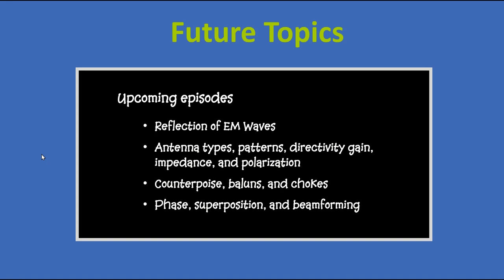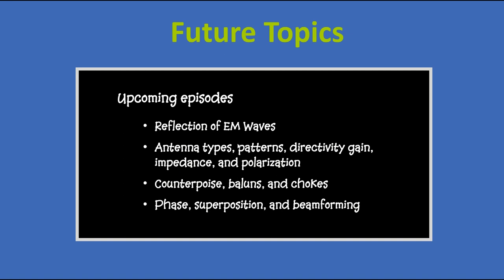In our upcoming episodes, we're going to take one more little detour and talk about reflection of EM waves off of surfaces, particularly metal. And we need to do that because to get to what we really want to get to, which is the different antenna types and how they vary in their patterns and directivity gain and impedance and polarization, looking at Yagi antennas and dish antennas and helix antennas and so forth, and corner reflectors. In order to do some of that, we need to look at reflection. So we'll do that first.